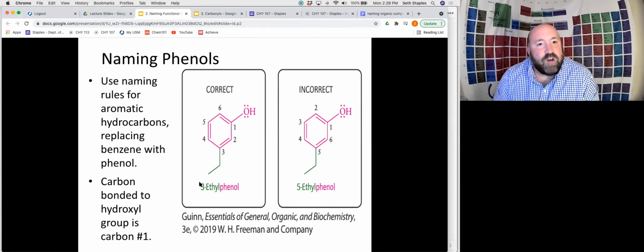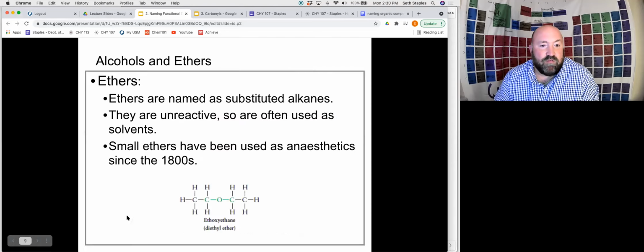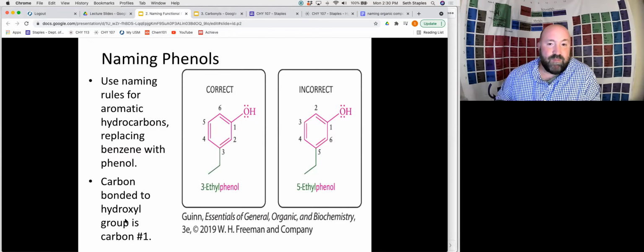And again, to name phenols, we use the same rules that we use for naming aromatic hydrocarbons. Only now, instead of using the word benzene, we use the word phenol. The carbon that is bonded to the hydroxyl group is labeled number 1, and then we name everything else to get a lower number. And so again, we see here's our benzene ring with our alcohol. So this is a phenol.